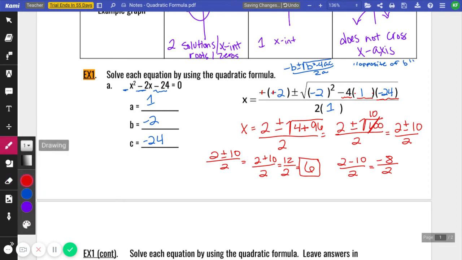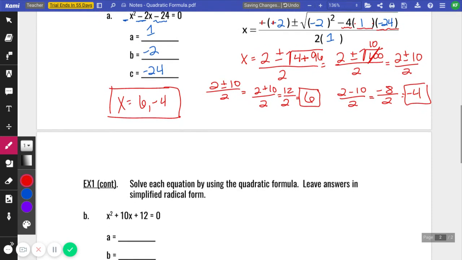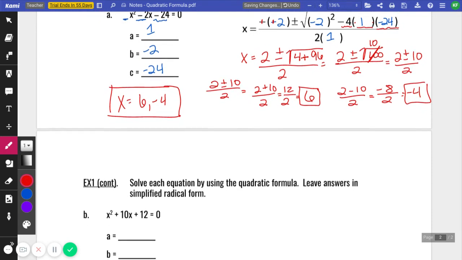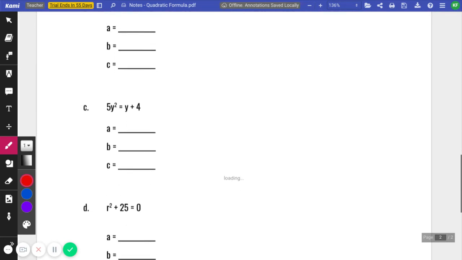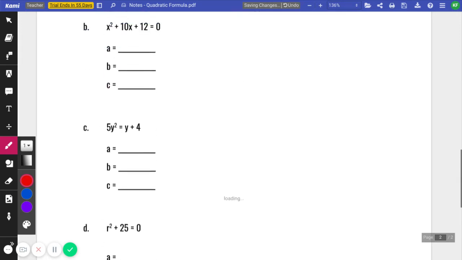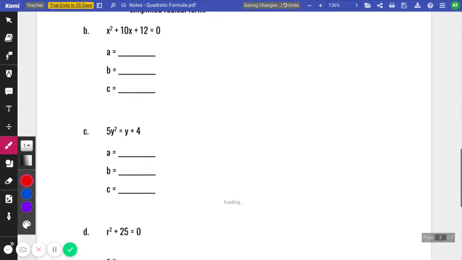So we get two solutions here, 6 and negative 4. And when we did solving by factoring, I told you guys there's a lot of different ways you can write these answers. So you've got 6 and negative 4 as your two solutions, which would be your x-intercepts. Now we're going to go through and do the whole thing, and we're going to leave our answers in simplified radical form. So I'm just going to do these next few examples. I might leave one or two blank for y'all to practice on your own. Maybe just the last one.